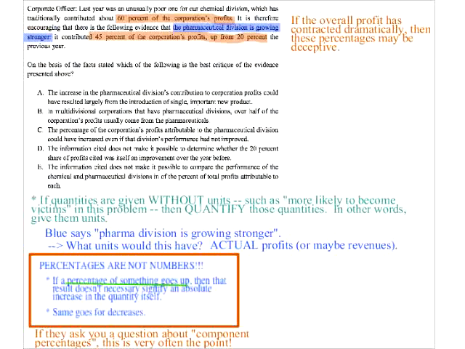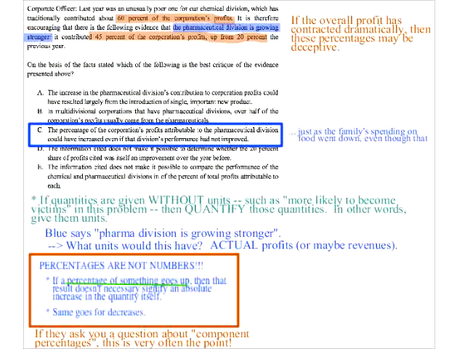So in particular, the percentage may have gone up even if that division has not improved, just as the family's spending on food went down, even though that spending went up as a percent of income.